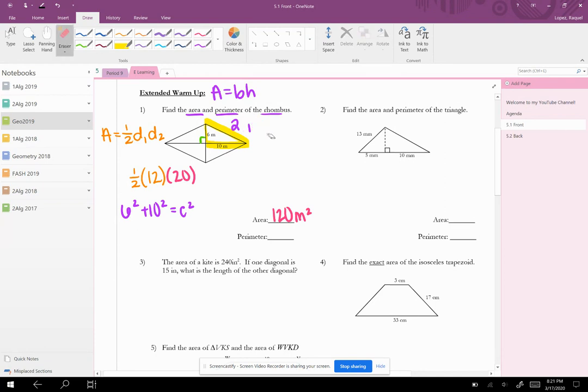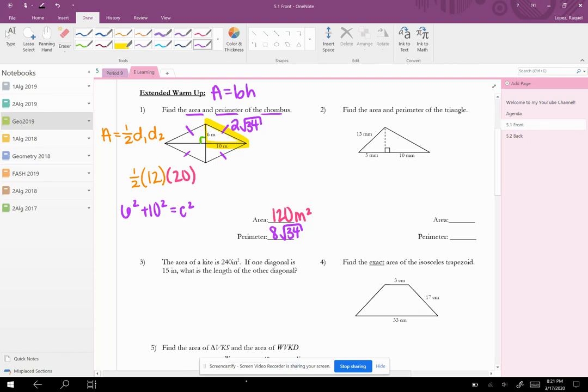Oh, no, just kidding. I lied. 2 root 34. So each of these sides is going to measure 2 root 34. I've got 2 root 34 as a side times 4. So that gives us 8 root 34 as the perimeter.